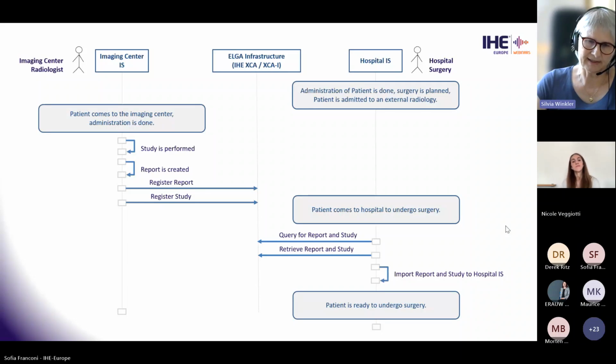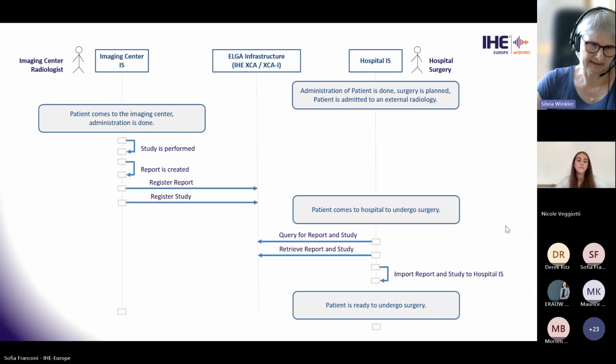I skipped this part where the patient receives the assignment in the hospital, because this is still done via paper in Austria. There are electronic solutions, but they are not the important part here in this use case. So the use case starts when the patient comes to the imaging center and is administered there. The study is performed in the imaging center, and the radiology report is created.